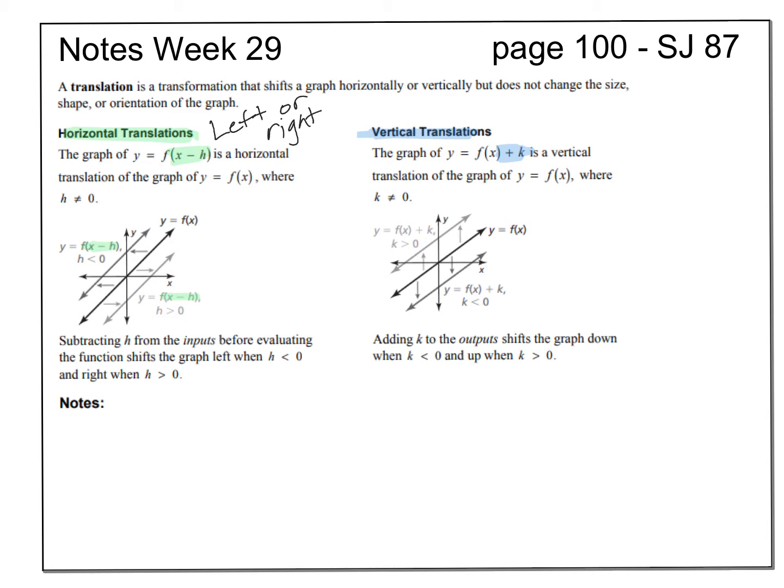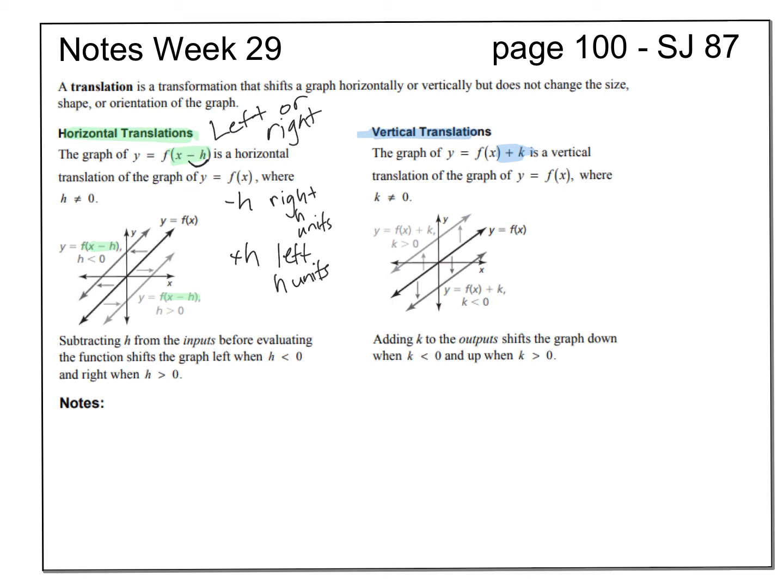And when the number is inside with X, it's the opposite of what you would think. If you subtract a number, that means right H units. If you have plus a number inside, that means left H units.